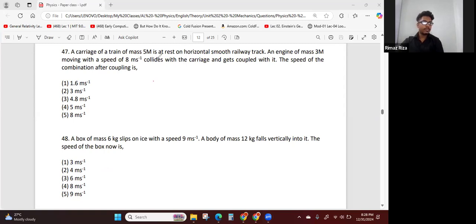So here, 5m is at rest. Okay, so 5m into 0 plus the engine 3m into 8 is equal to 5m plus 3m, so the total mass of the system is now 8m, into the speed, let's say v. So here 8m cancels. So v equals 3 meters per second. So it's an easy one.